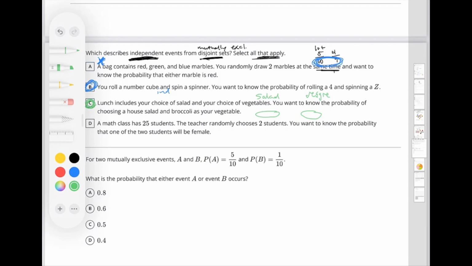They're independent. Okay, and D, a math class has 25 students. The teacher randomly chooses 2 students. You want to know the probability that one of the 2 students will be a female. Well, if you choose one, and let's just say there are 12 females in the class, the first probability is 12 out of 25. But once you pick that person, you can't pick the same person. So you'll notice that my numbers here are not the same. So it can't be D. Answers are B and C.